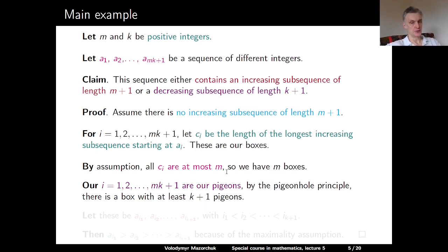So by the pigeonhole principle, we have m boxes and mk plus 1 items, so there should be a box with at least k plus 1 items or pigeons.